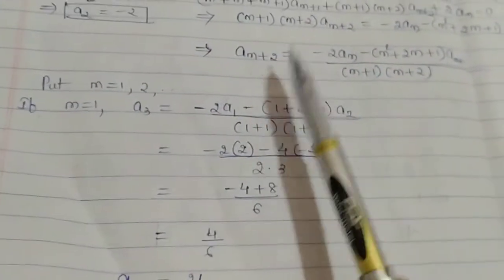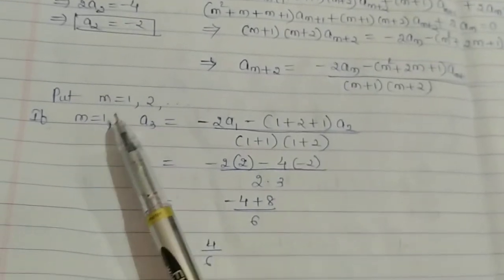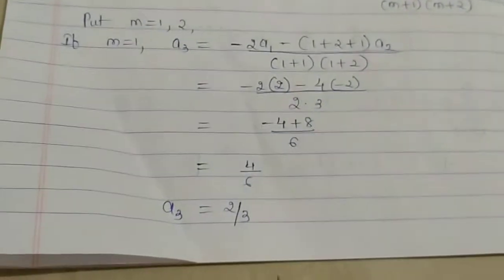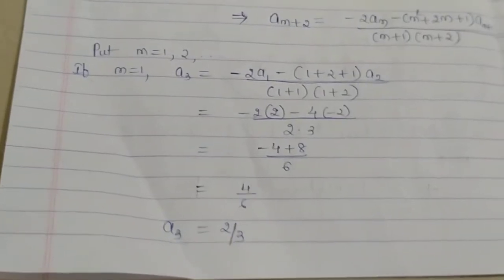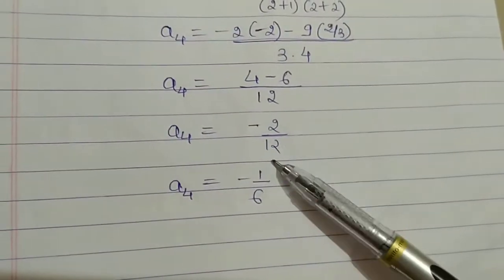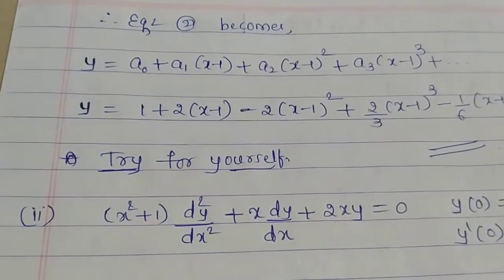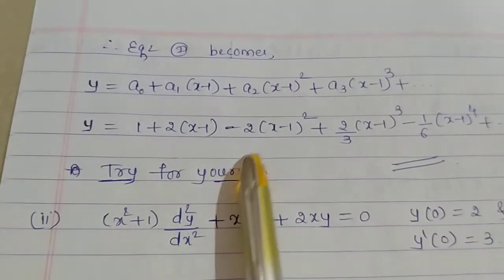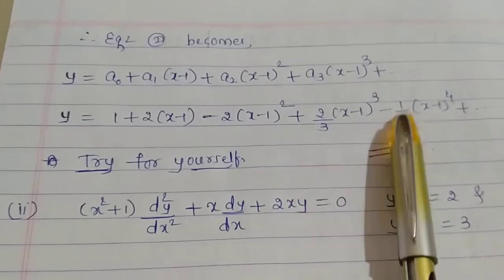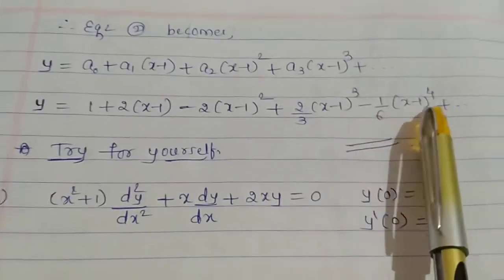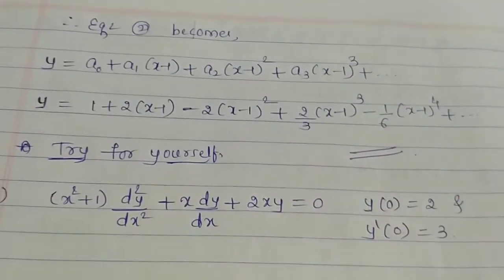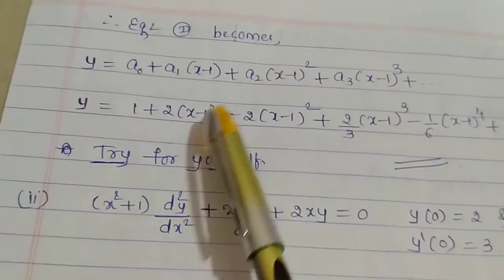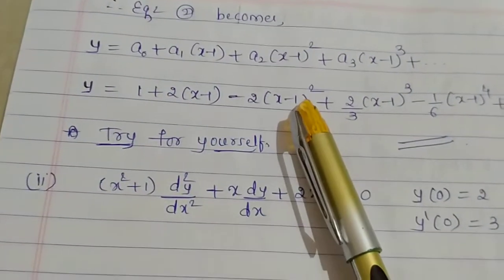In the recurrence relation, if I substitute m is equal to 1, I will get my a3, that is 2 divided by 3, and if I substitute m is equal to 2, I will get my a4, that is minus 1 upon 6. Okay, so my equation number 2 becomes y is equal to 1 plus 2 into x minus 1 minus 2 into x minus 1 to the power 2 plus 2 by 3 x minus 1 to the power 3 minus 1 by 6 x minus 1 to the power 4 and the other higher terms. And this is the solution for the given differential equation.